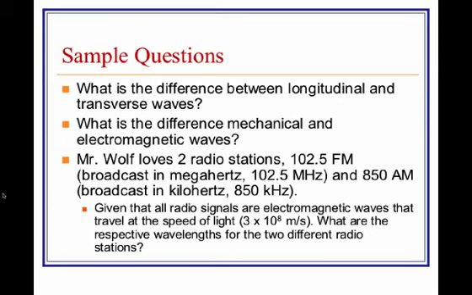Given that all radio signals are electromagnetic waves that travel at the speed of light, 3 times 10 to the 8th meters per second, what are the respective wavelengths for the two different radio stations? So a little bit of a plug and solve right there. Make sure to pay attention to scientific notation there.